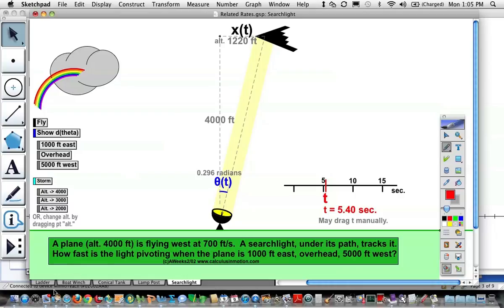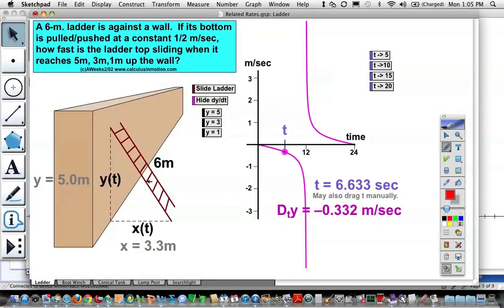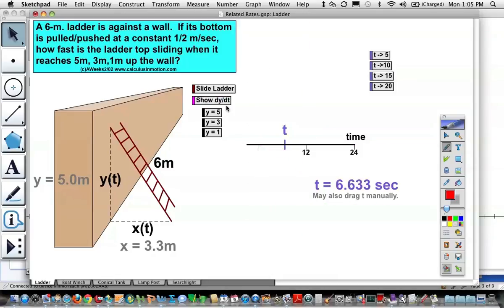Matter of fact, we're going to start with this one. All right. So what we have is a 6-meter ladder against the wall. The bottom is pulled or pushed at a constant 1/2 meter per second. We're going to pull the bottom out at 1/2 meter per second. How fast is the ladder top sliding when it reaches 5 meters up the wall?